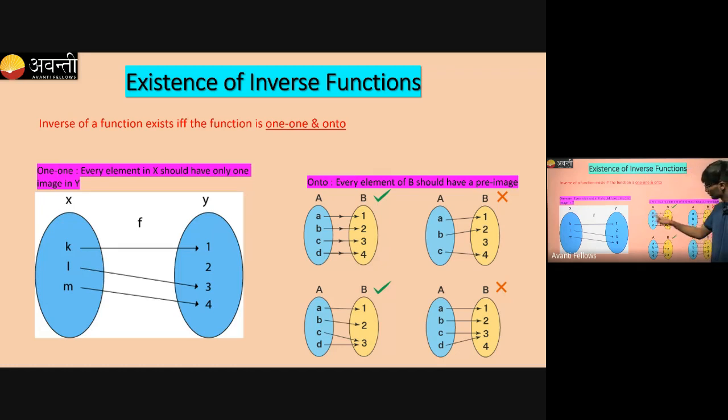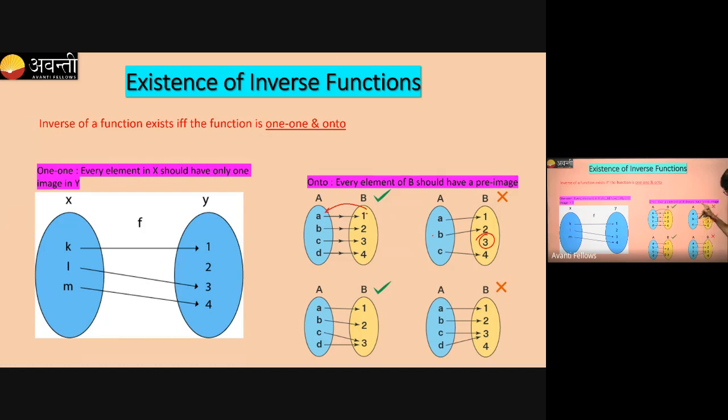So let's talk about this example. There are four elements in B: 1, 2, 3, and 4. Every one of them has a pre-image. 1 has pre-image A, 2 has pre-image B, 3 has pre-image C, 4 has pre-image D. So let's take this example. As we can see, this is not an onto function. Why? Because here element 3 does not have a pre-image, so it is not an onto function.